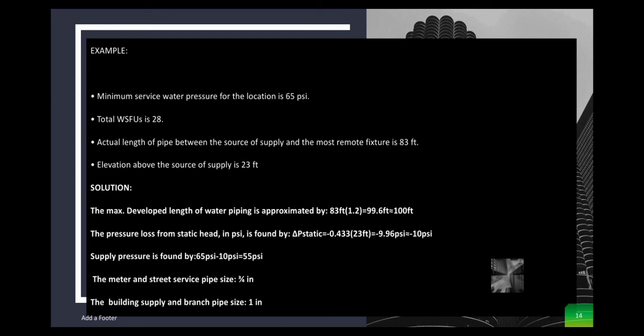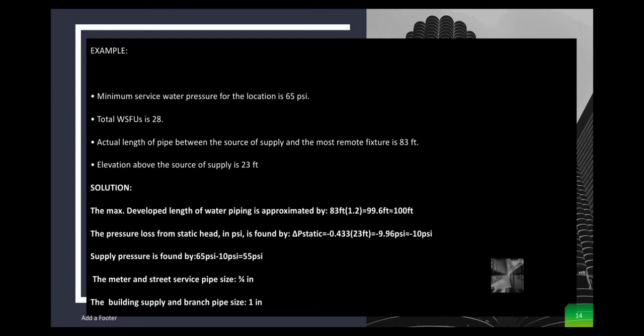And then, para ma-obtain naman natin yung supply pressure, isusubtract lang natin yung nakuha nating static head dun sa service water pressure. So, 65 psi minus 10 psi is equal to 55 psi.